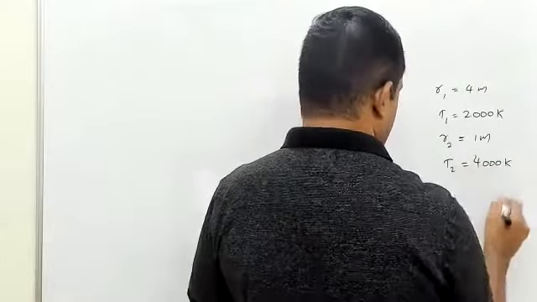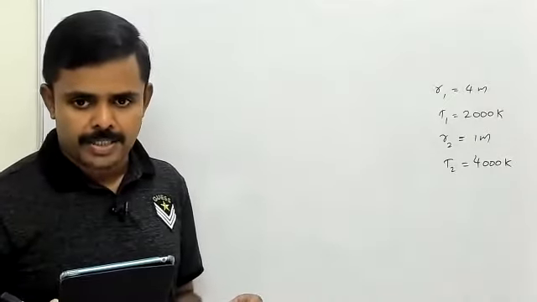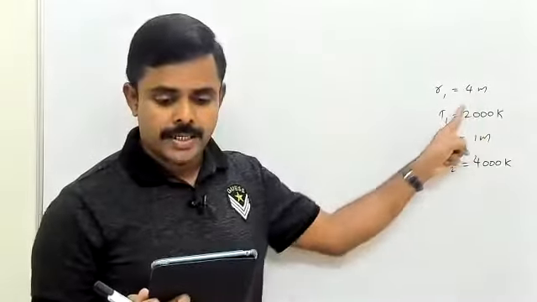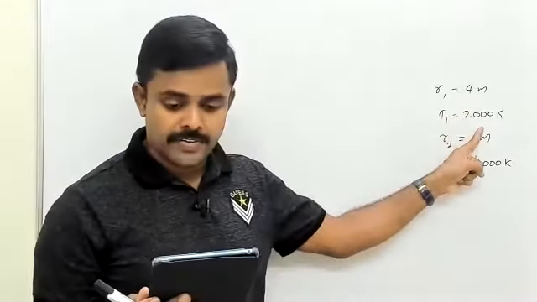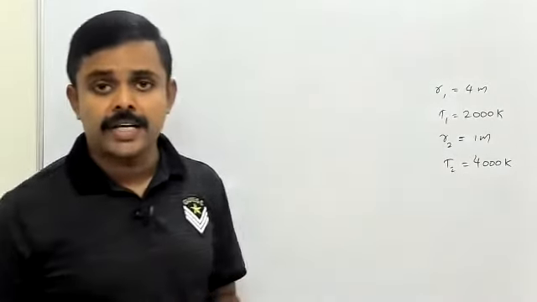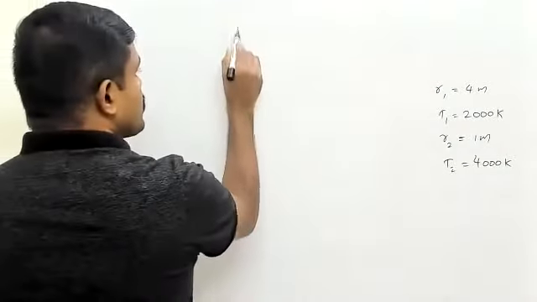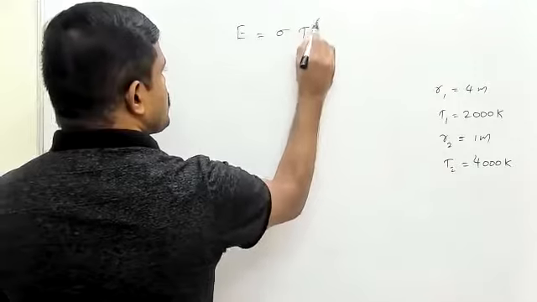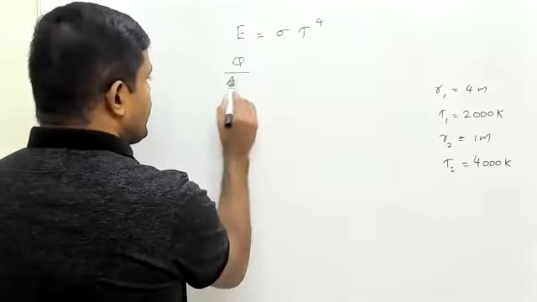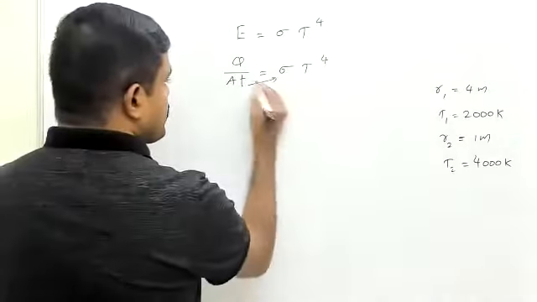Read it again. There are two black metallic spheres. The first has radius 4 meters, temperature 2000 Kelvin. The second has radius 1 meter, temperature 4000 Kelvin. We need the energy radiation ratio. Again, temperature is mentioned. So which is the equation? E is equal to sigma T raised to 4. This is Q by A t, equal to sigma T raised to 4. They are asking you to find energy.